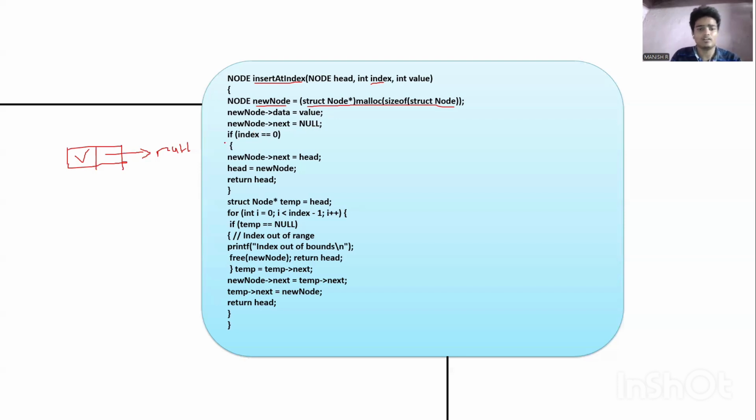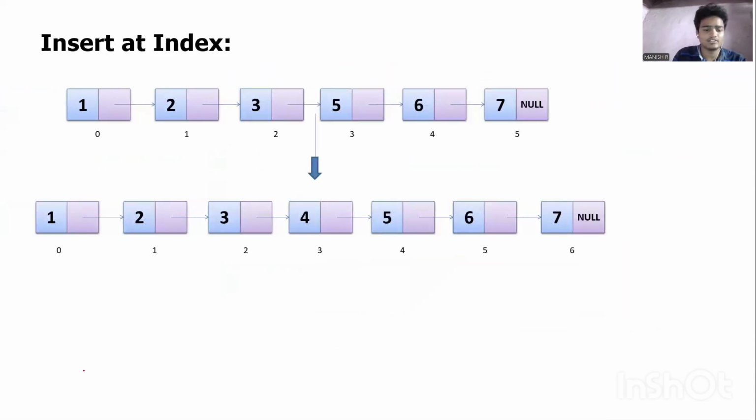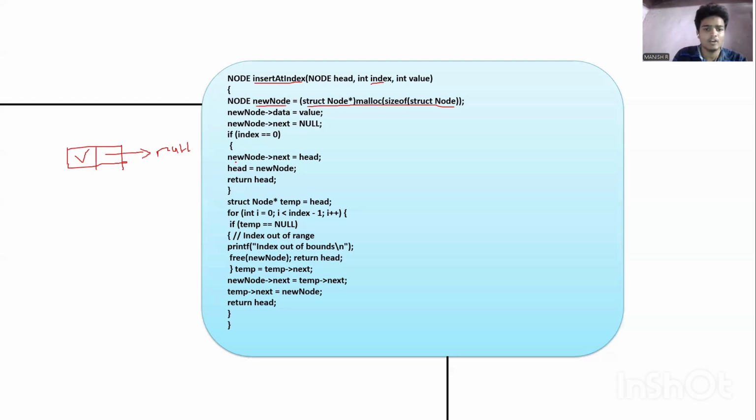So for example, if index double equals 0, what does it mean? If the user enters the index as 0, that is here, then we already know this is insertion at the beginning. So we have to insert that node at the beginning. That is new node of next is equal to head. So this will point to that first node, and the head is equal to new node. So the head will come here, and we return the newly updated head.